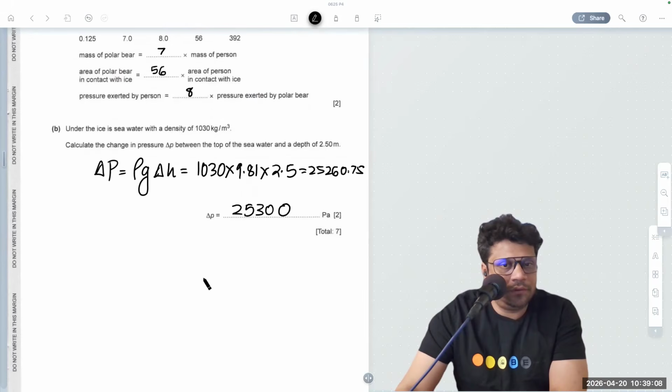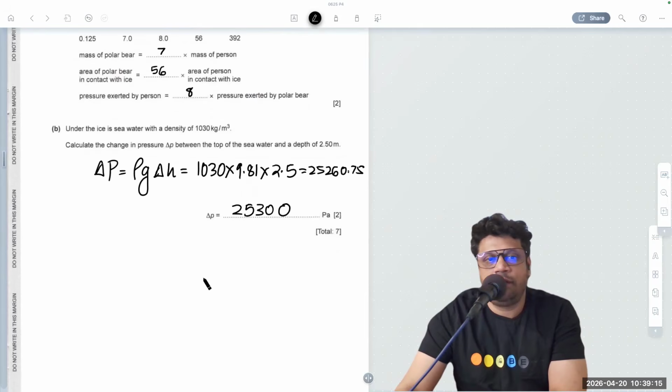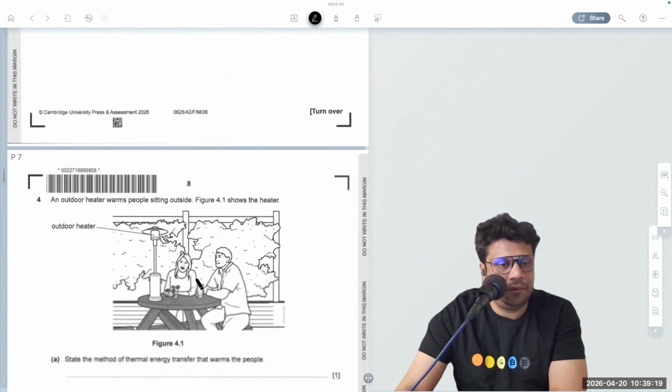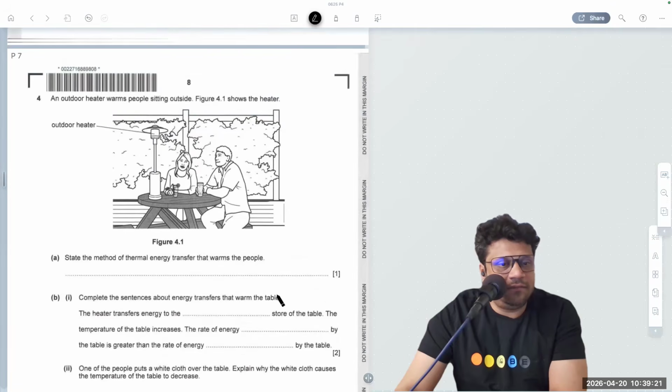Okay, so that seems fine to me. Am I missing out on something here? No. Okay. State the method of thermal energy transfer that warms the people.